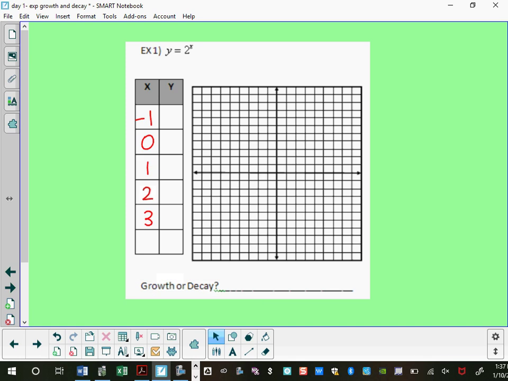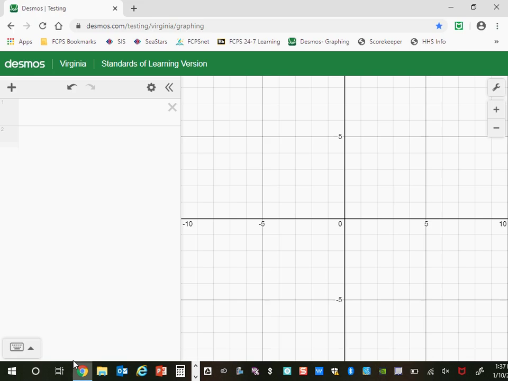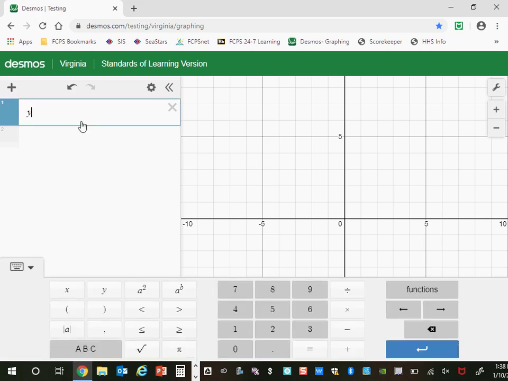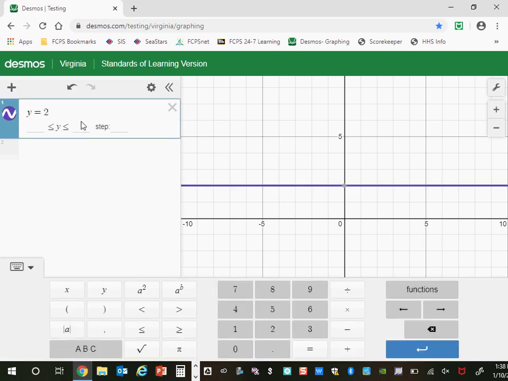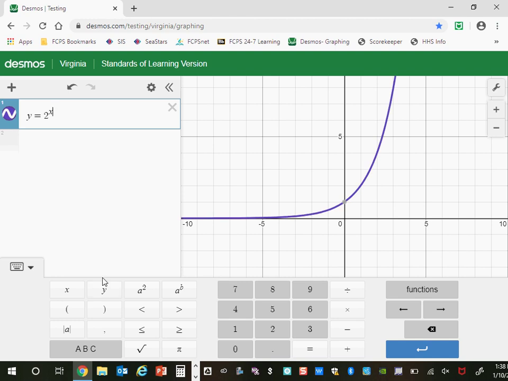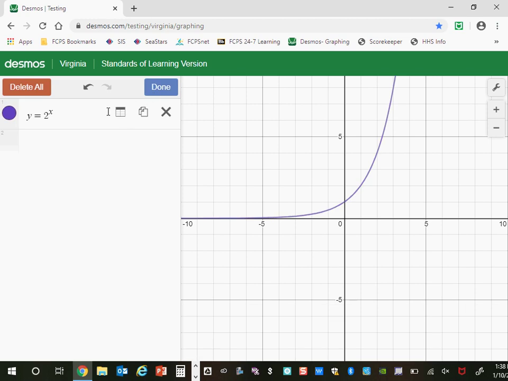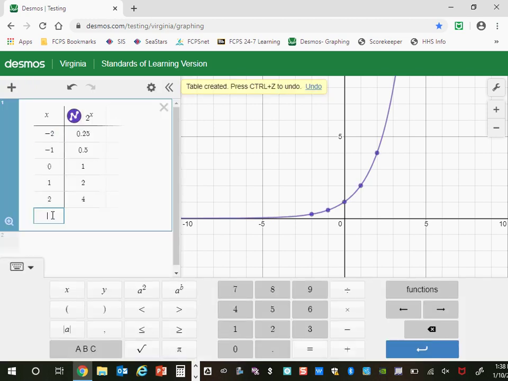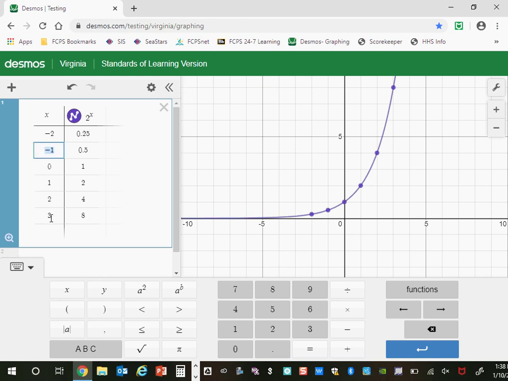If you have Desmos, you can type in y is equal to 2. This little button here is your exponent button, and I like to just backspace and put in the letter x. That's what my graph looks like. If you hit this little flower, the edit button, then go to table, it gives you the same thing. I went to 3, so you can type that in. So you have -1, 0, 1, 2, and 3, and your same numbers. Okay, is that clear how we do it with TI and with Desmos?